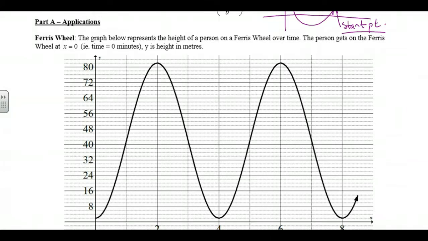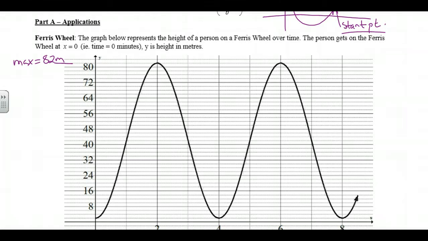Anyway, so this graph, the height is in meters. So how high is this Ferris wheel? Well, we got to figure out the scale. 72, 74, 76, 78, 82. So 82 meters, right? So let's make a note here that the max is equal to 82 meters.